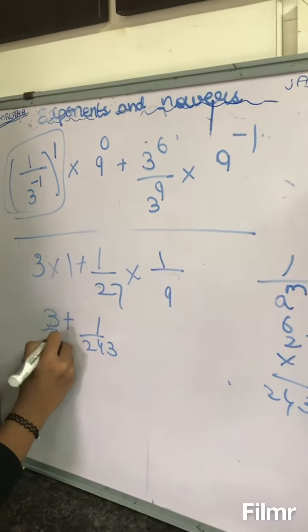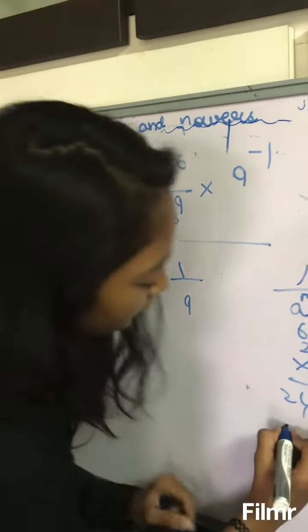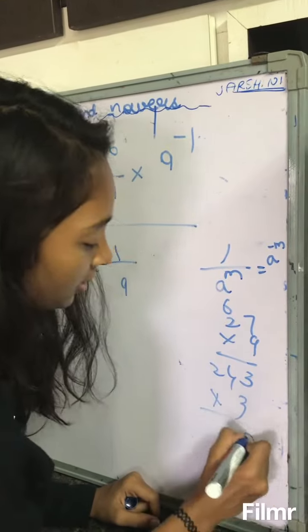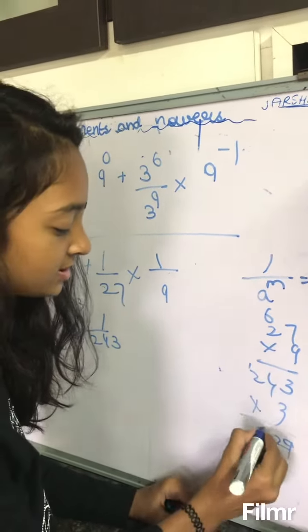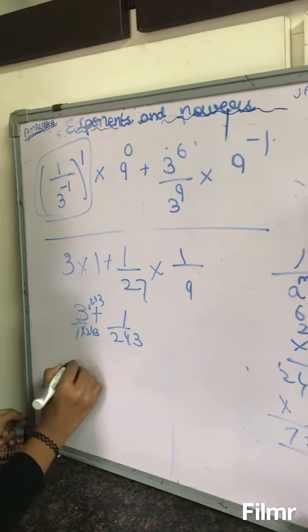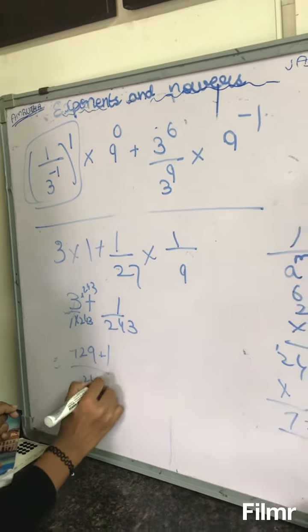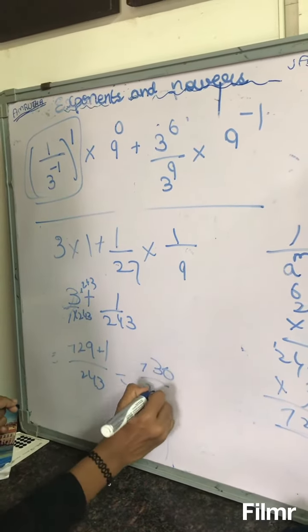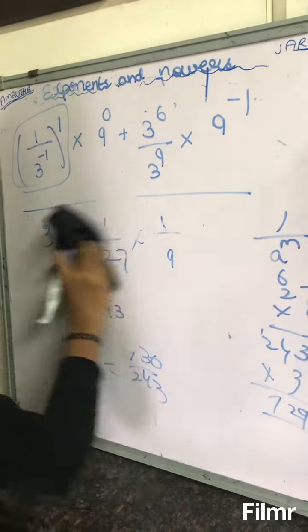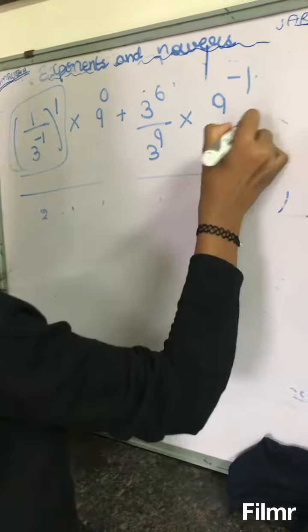So here you're going to take LCM, 243 into 3. 3 3s are 9. 3 4s are 12, plus 1. 3 2s are 6. 7. 729. So 729 plus 1 by 243 is also equal to 730 by 243. So the whole answer is 730 by 243.